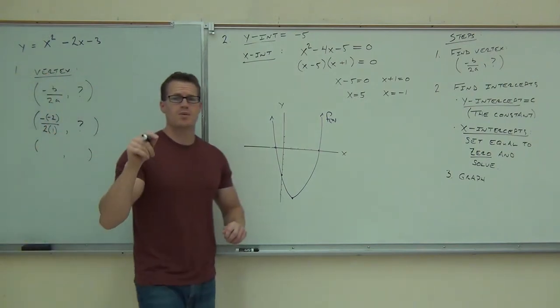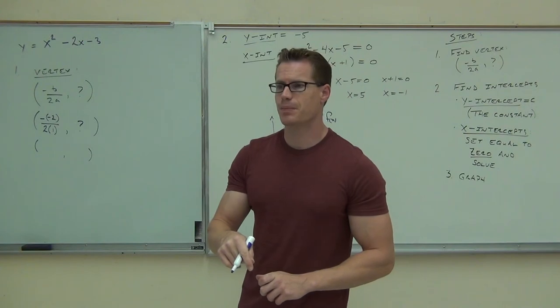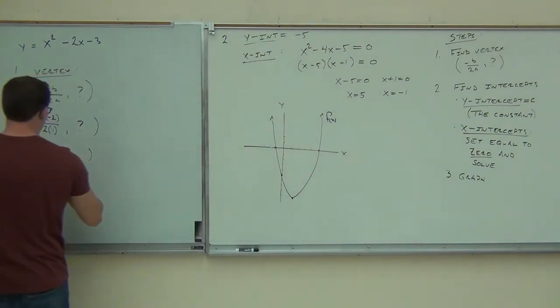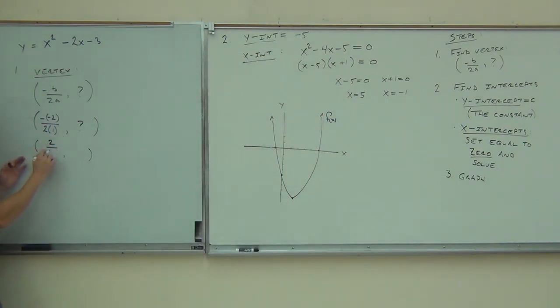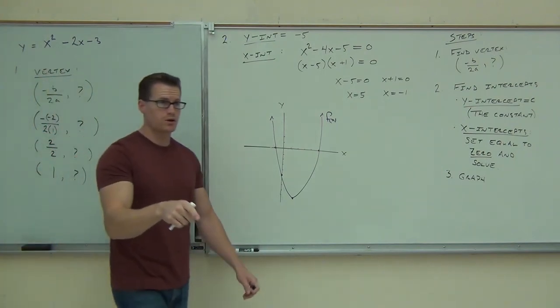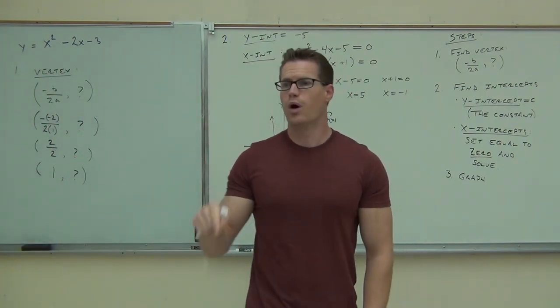Let's do this math together. How much is negative, negative 2, folks? 2. So remember, we're plugging it in without doing any math, and then we start doing it little by little. 2 over 2. Oh, that's kind of nice. So we're going to get 1 comma something, 1 comma some y coordinate over there. Did you all get 1 on yours?